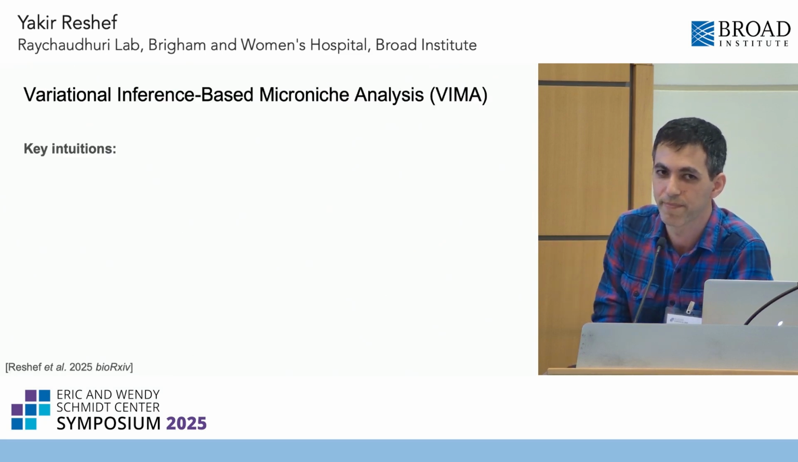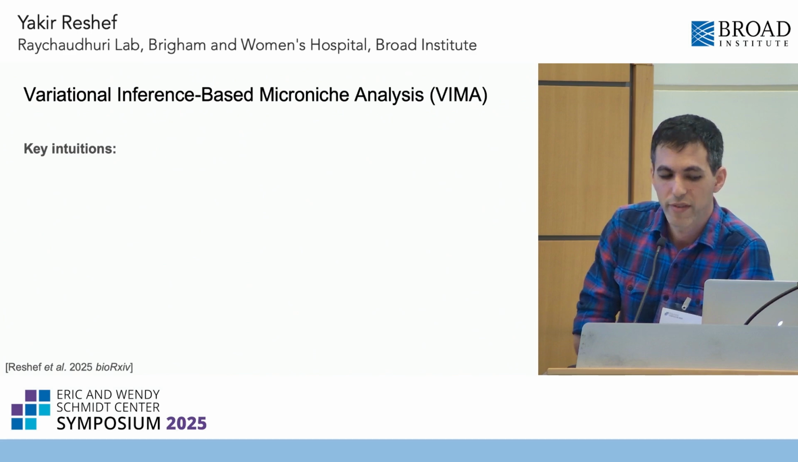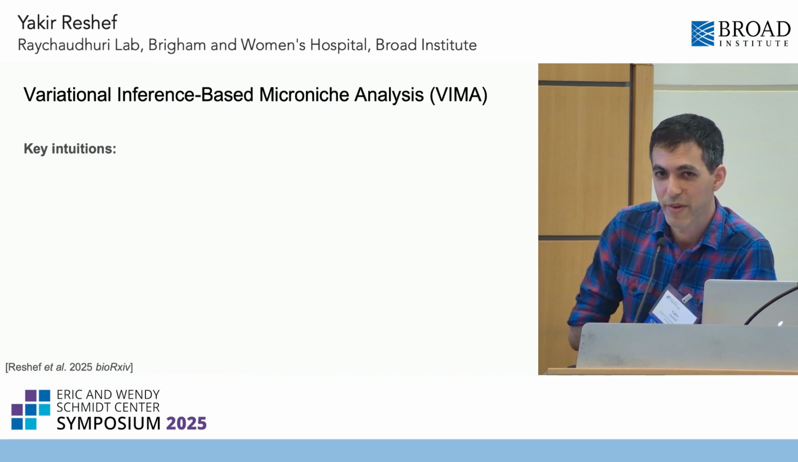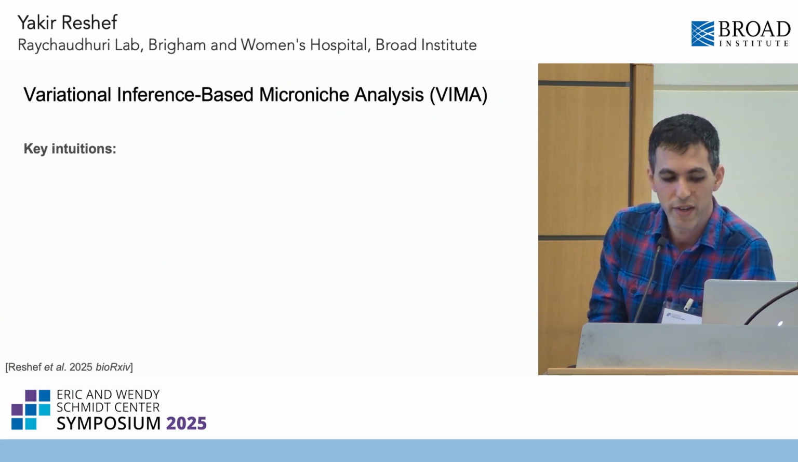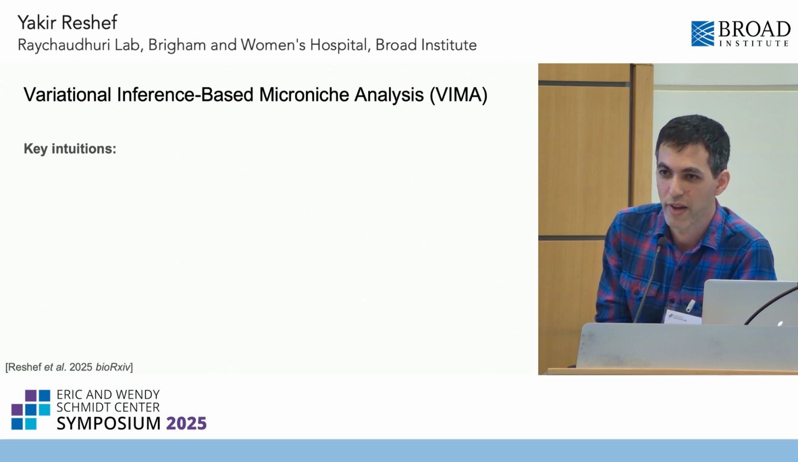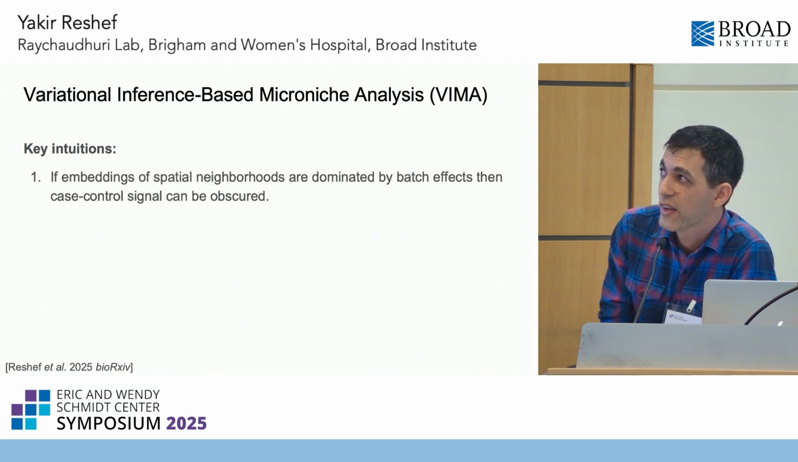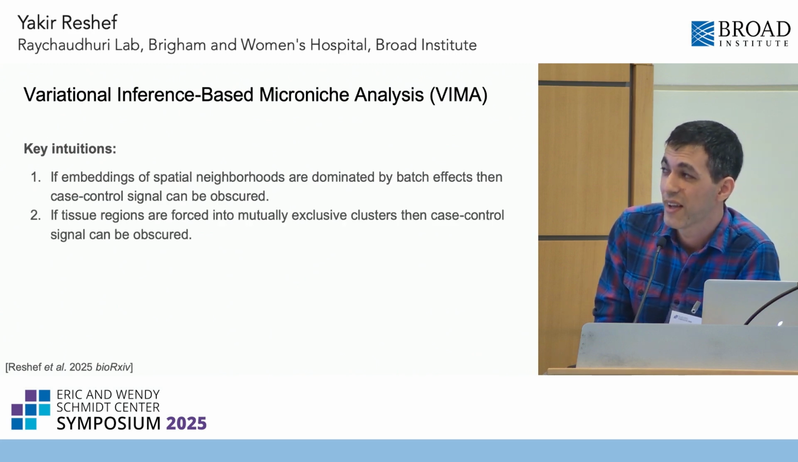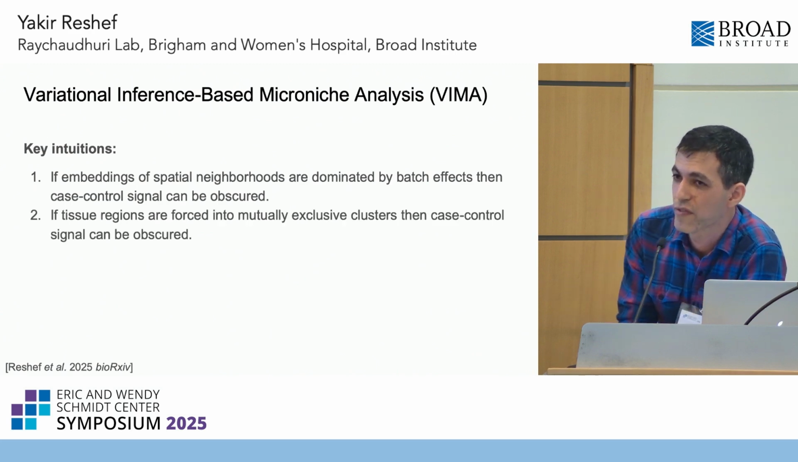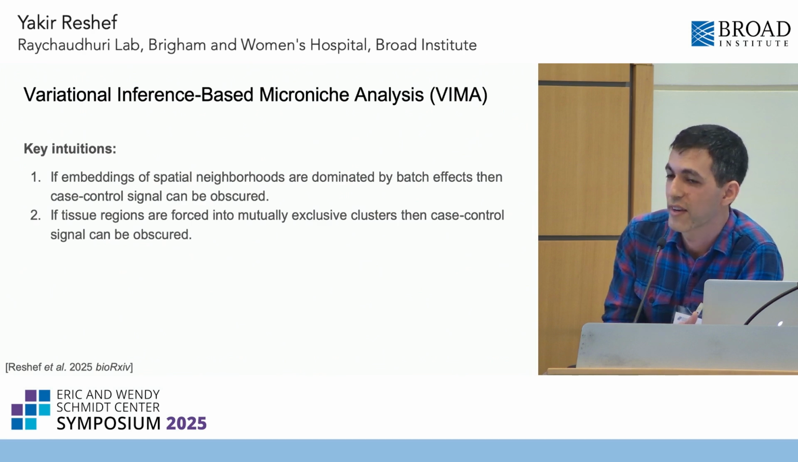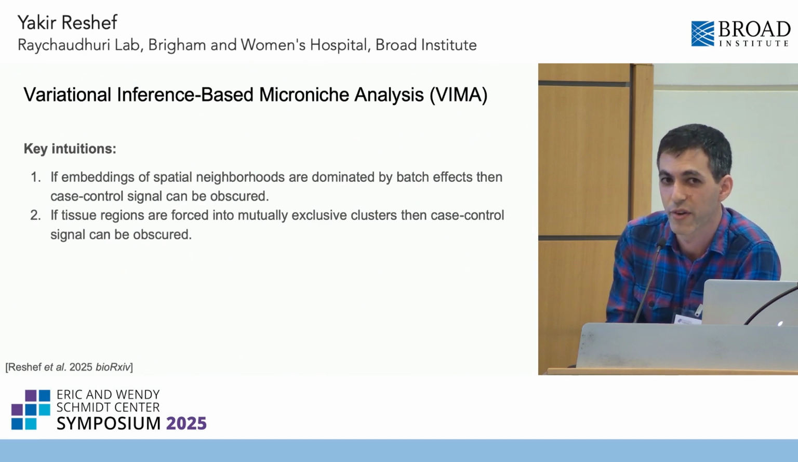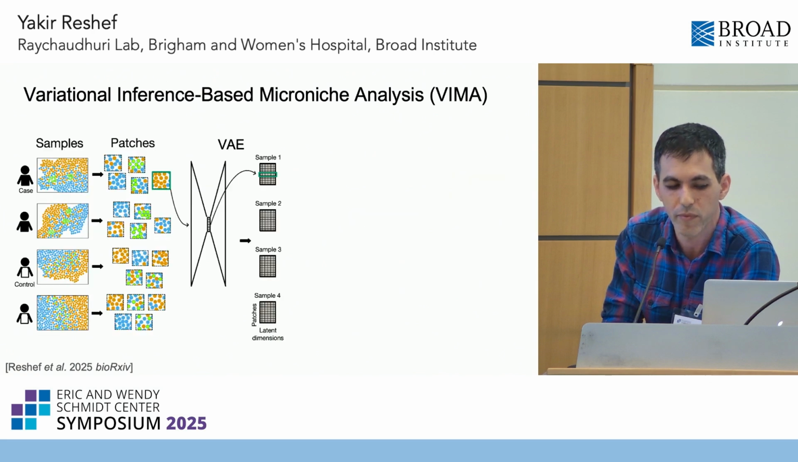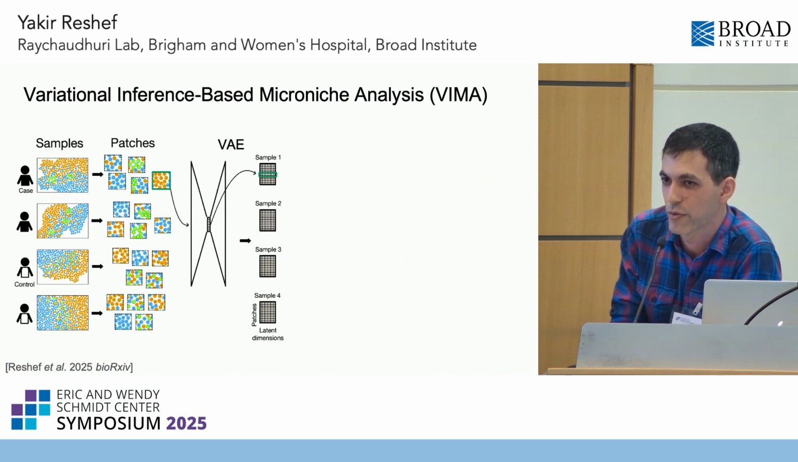Our method is called Variational Inference-Based Micro-Niche Analysis, or VIMA, and in developing it, there were 2 key intuitions that we tried to incorporate. First, if embeddings of spatial neighborhoods are dominated by batch effects, then case control signal might be obscured. And second, if tissue regions are forced into mutually exclusive clusters, then case control signal might also be obscured because the reality of the tissue biology might be richer than that. So here's how we operationalize these intuitions.